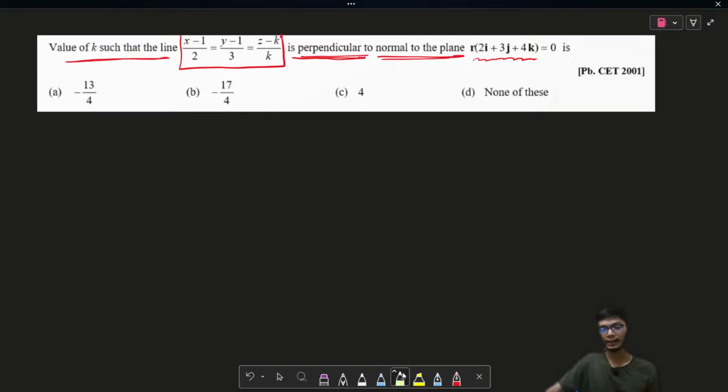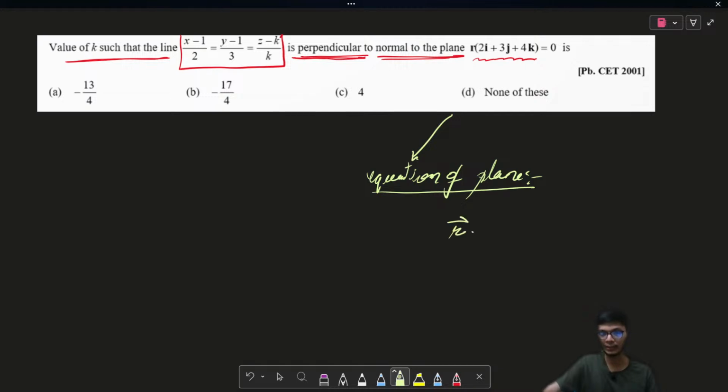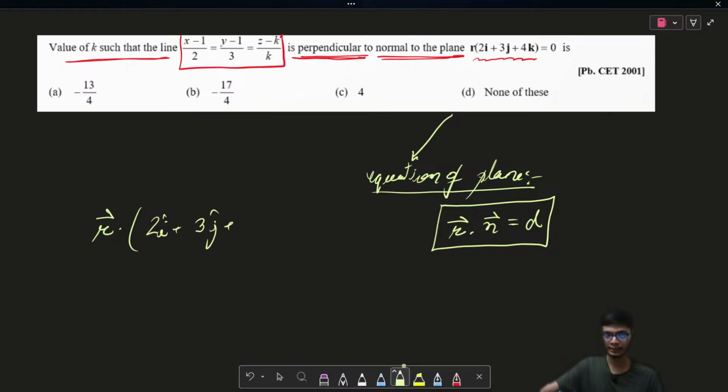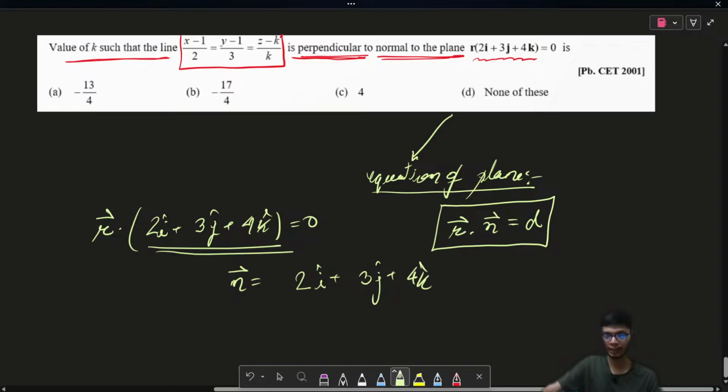Now we have seen this part in our formulation of the equation of plane. What we have seen is that the equation of plane is given as r vector dot n vector equals some constant, and we call that d. So this is what we have seen in the equation of the plane in the vector form. Over here the same thing is given: r vector dot with 2i cap plus 3j cap plus 4k cap equals 0, right? So from here you can easily compare and say that this is my normal vector. You will obtain your normal vector as 2i cap plus 3j cap plus 4k cap, right? This is your normal vector.